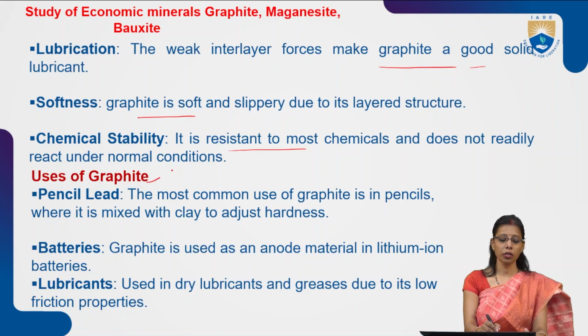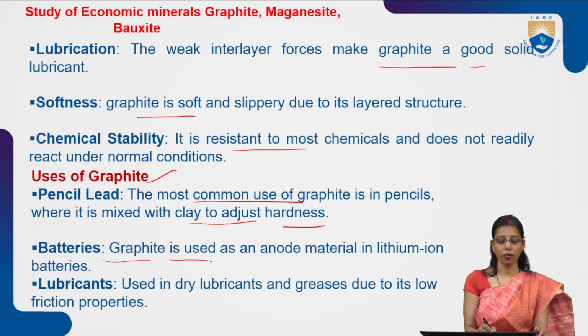Now, what are the uses of graphite? First is pencil lead. The most common use of graphite is in pencils, where it is mixed with clay to adjust the hardness, because it is a very soft kind of mineral. So clay is used to adjust the hardness here.